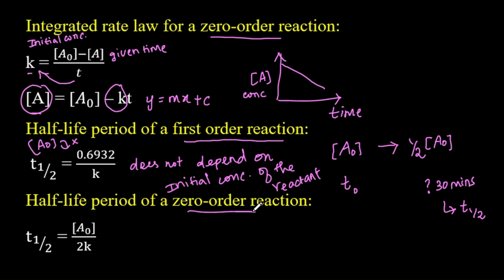Half-life period of a zero order reaction: t half is equal to concentration of A naught divided by 2k. So the zero order reaction half-life depends on the initial concentration. So you have to remember this formula. So we will go to the next concept.